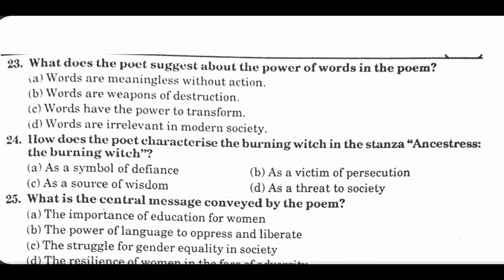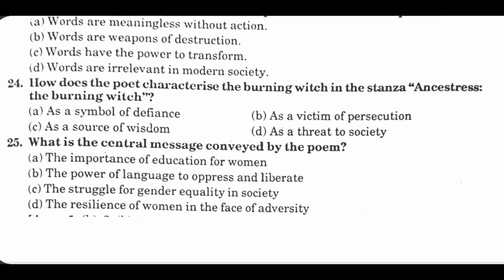C. How does the poet characterize the burning witch in the stanza, Ancestress, the burning witch? It is B. As a victim of persecution. What is the central message conveyed by the poem? It is the power of language to oppress and liberate. B.